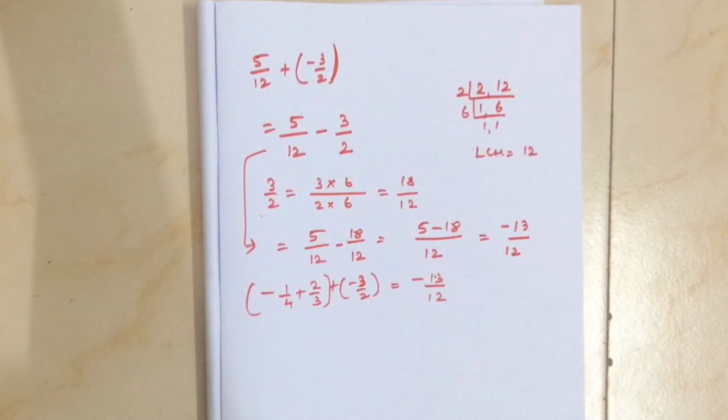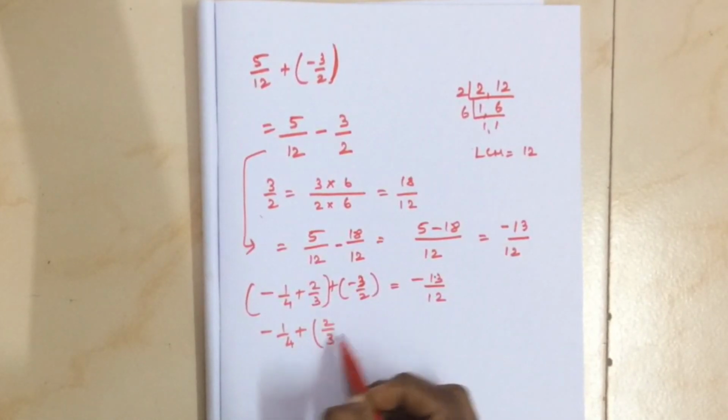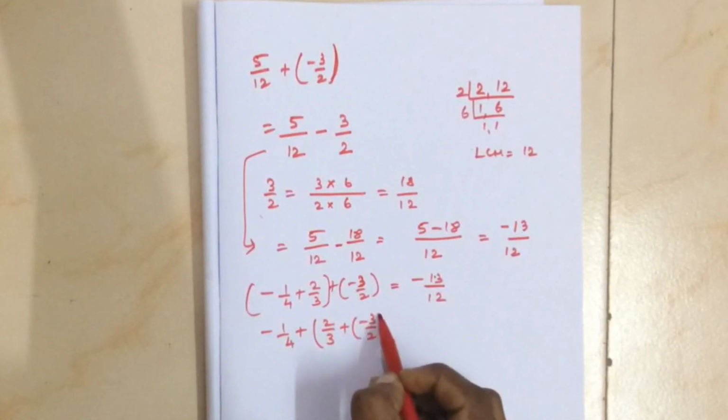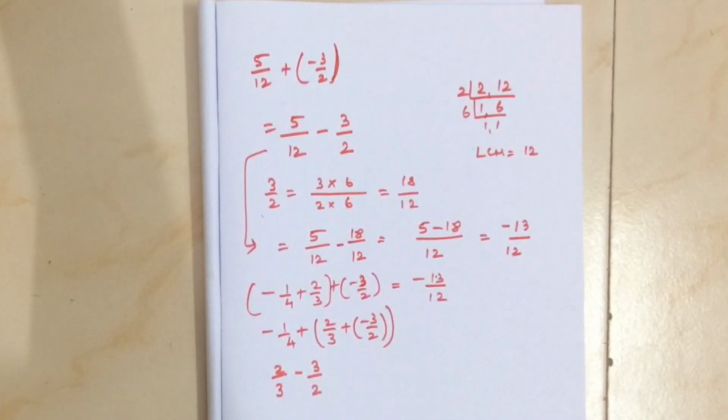Now what you should do? You should check the right hand side. What is that right hand side? Minus 1 by 4 plus 2 by 3 plus of minus 3 by 2. So first I will solve whatever is within the bracket. 2 by 3, what is that plus into minus, minus 3 by 2. Now again you see the denominators are not the same. Now we have to take LCM. What is the LCM of 3 and 2? LCM is 6.